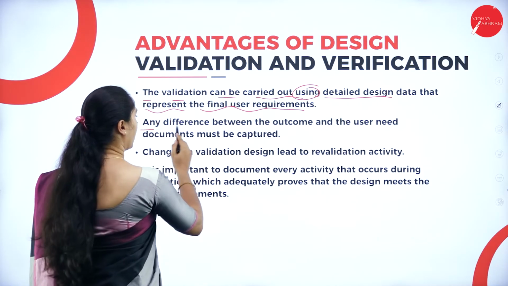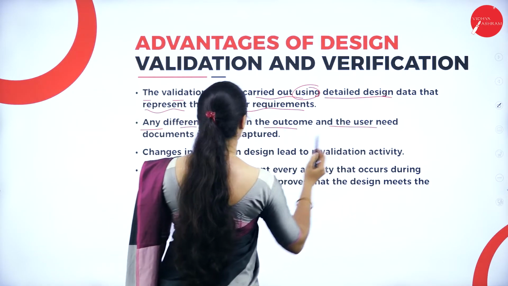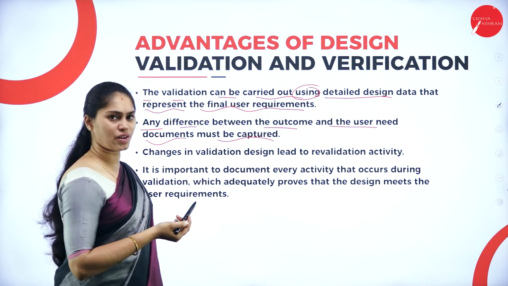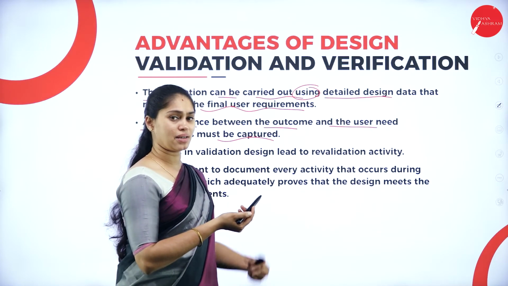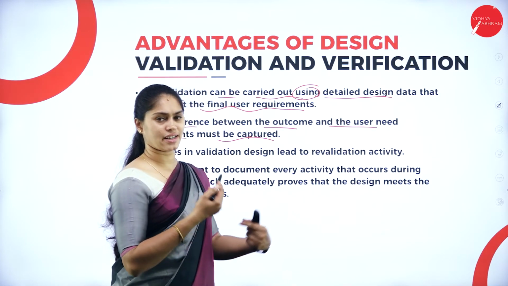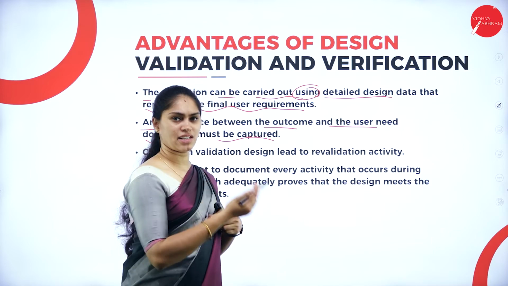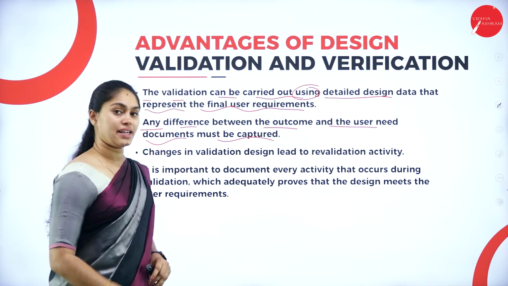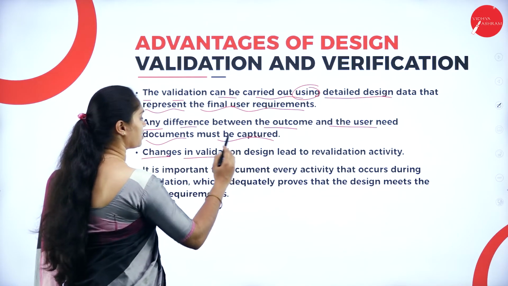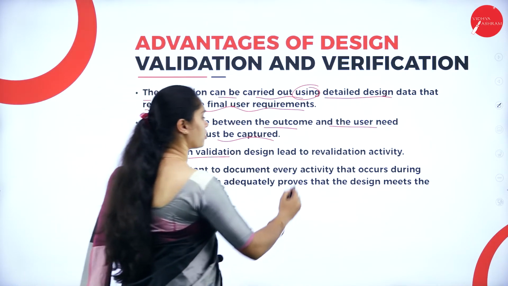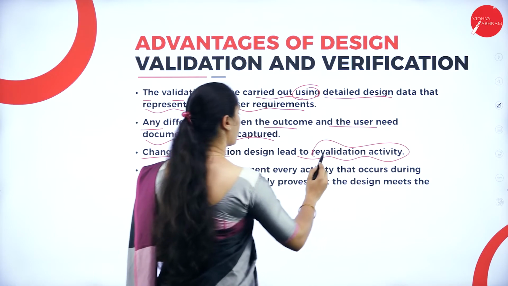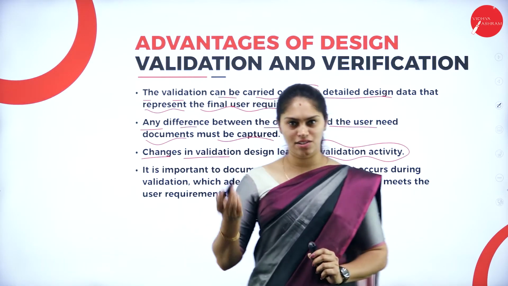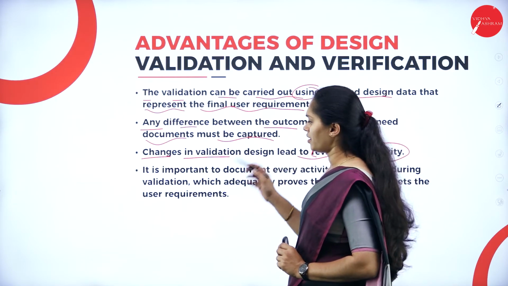And also any difference between the outcome and the user needs must be captured in documents. So if there is a difference, where this is what the user expected but they got a different result, that mismatch between the expectation and the actual system should be reported in the record. And the changes we have made in the validation design will lead to revalidation activities. Whatever revalidation is done also needs to be saved in the report or a document.